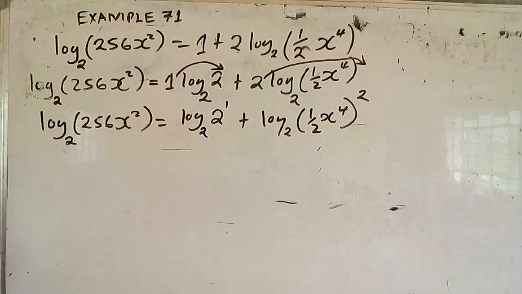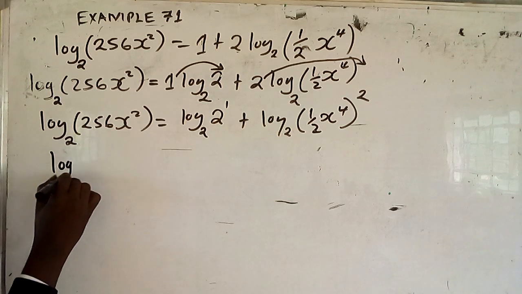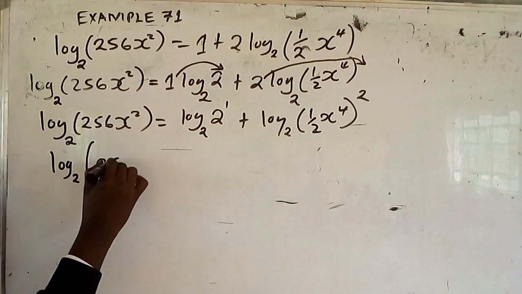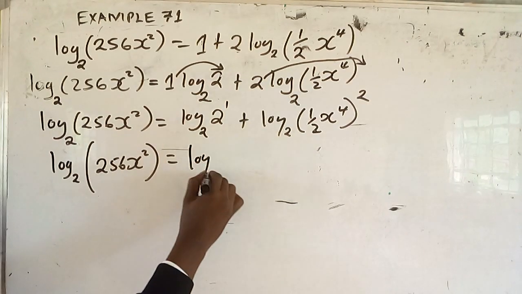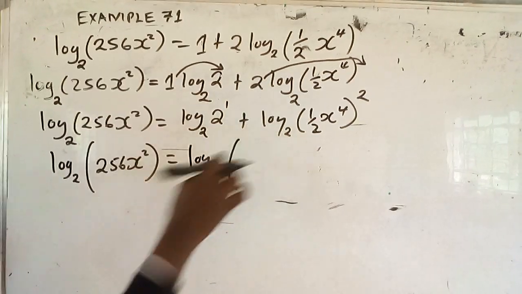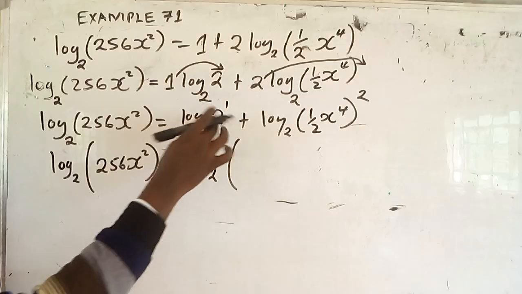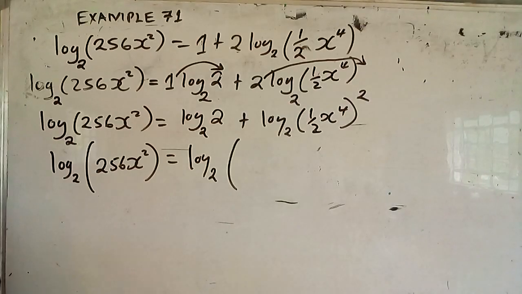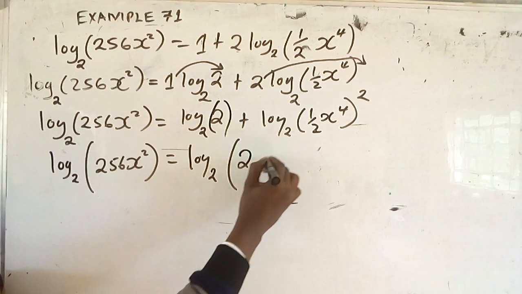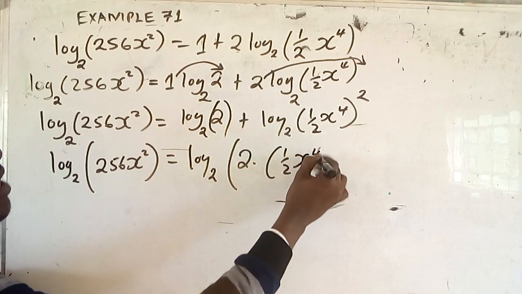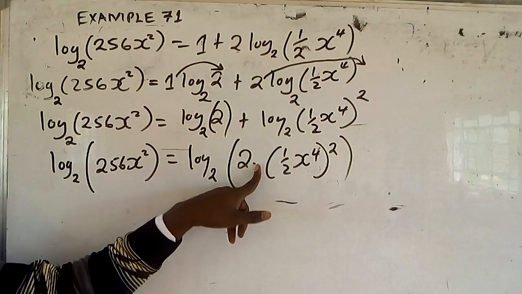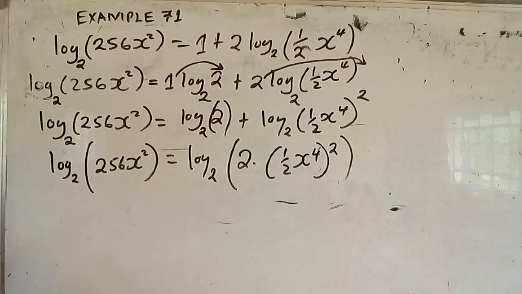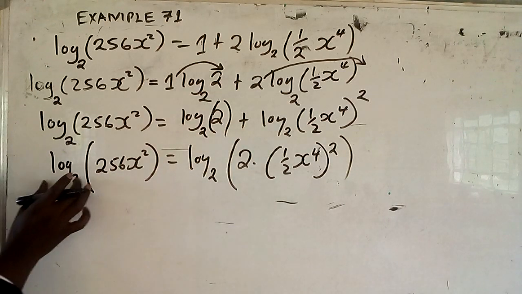So you join them, you ensure you have one term on either side, isn't it? So one term on either side, this side we already have one term, log base 2 of 256x squared. Then here, you factorize out log base 2. Addition will go back to multiplication, isn't it? 2 raised to power 1 is just 2, isn't it? So we are going to have this 2 times a half x raised to power 4 to power 2. So the moment you take log base 2 inside, this multiplication will go back to addition. Are we together? Now we have a single term on either side.